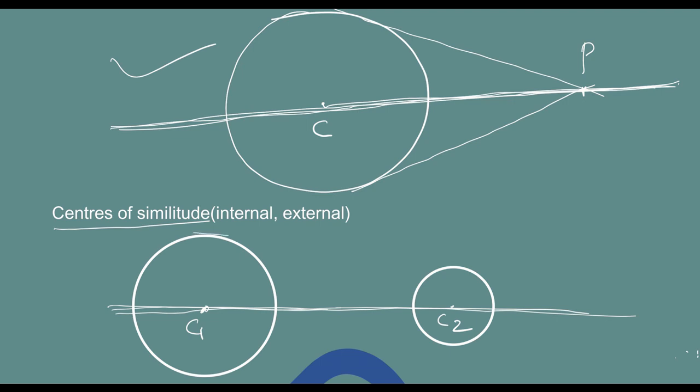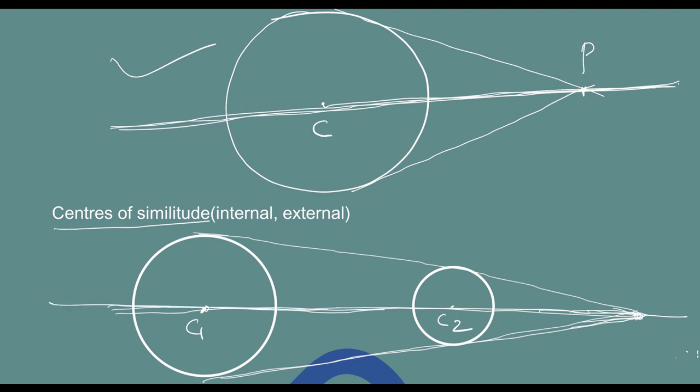Now I go for direct common tangents. So I want you to observe that when I go for the direct common tangents, the point of intersection of the direct common tangents lies on the line of centers. This is the line of centers. The line joining the centers we simply call the line of centers. So the point of intersection of direct common tangents, if I call it P, is going to lie on the line of centers.